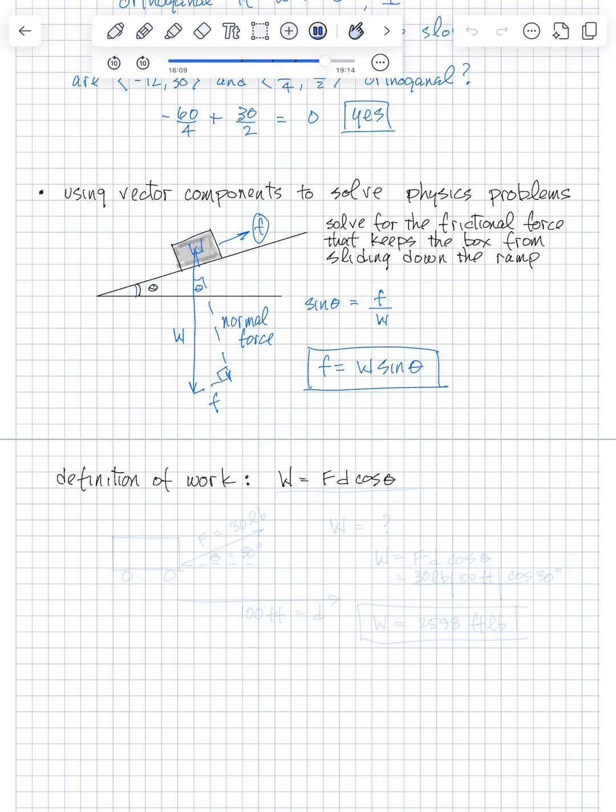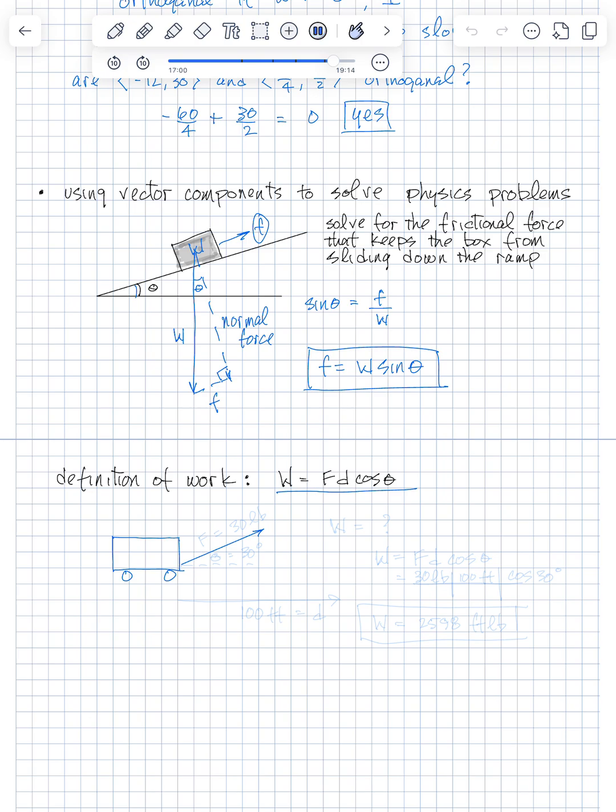Okay, the last example we're going to look at is another physics problem, the definition of work. Here's the formula. Work is equal to FD cosine theta, where W stands for work, F is the force, D is displacement, and theta is the angle between the force and the displacement. So let's draw a picture. Say like we have a wagon that's on wheels, and the wagon has a handle. Looks like that.